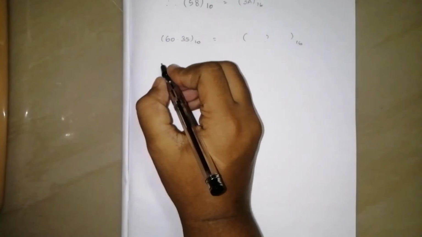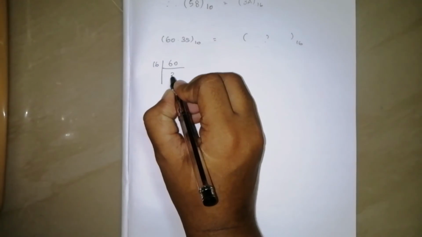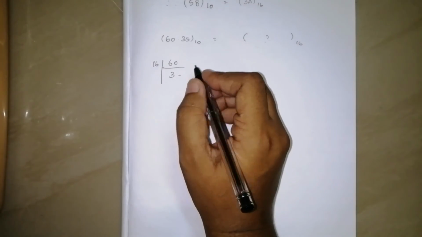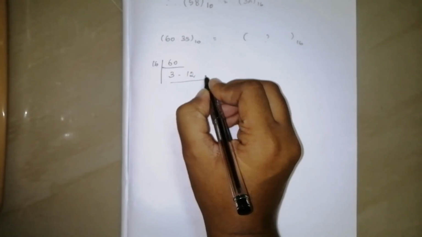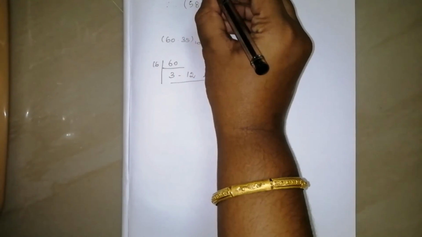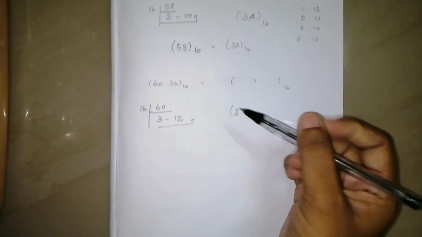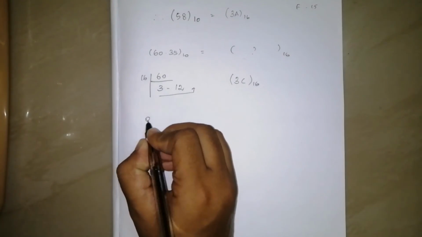Then we'll consider another example, which is 60.35. Similarly, we have to find for 60 divided by 16. Again 16 threes are 48. The remaining is 12. The equivalent of 12 is C. So I will be writing 3C of 16. We have to find it for 0.35 also.